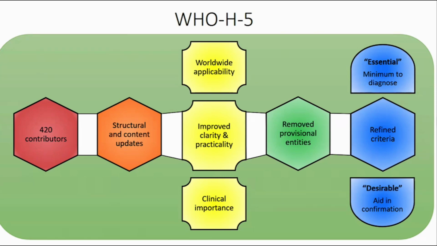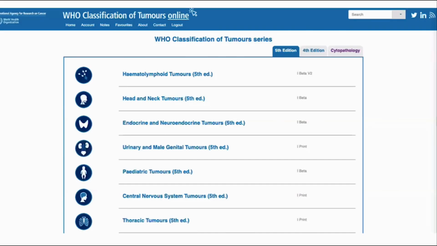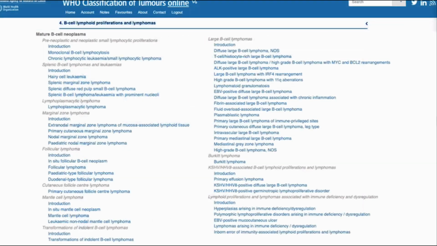So regarding the WHO5, the review for the lymphoid and the myeloid is out now, and I believe the physical textbook is coming any day now. But for now, we do have this online beta version. I'm sure a lot of people attending today are familiar with the Blue Book online version. It is really nice. It is searchable. But it seems like it's a primer for what's to come.